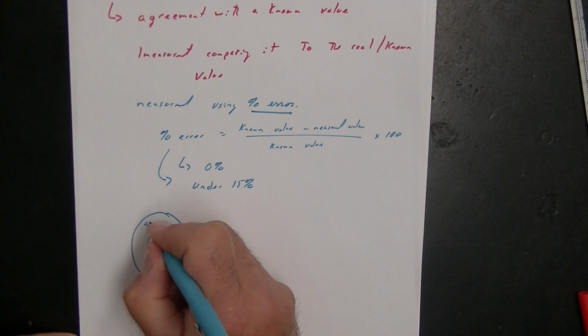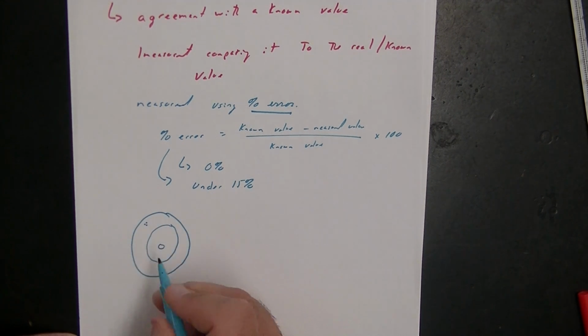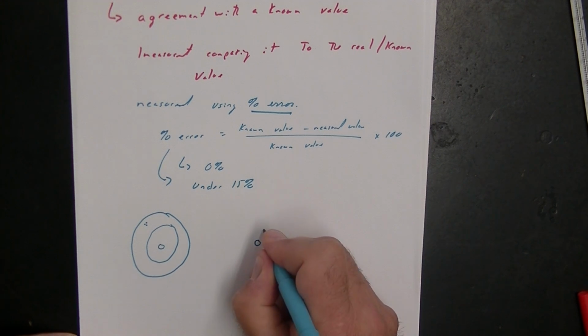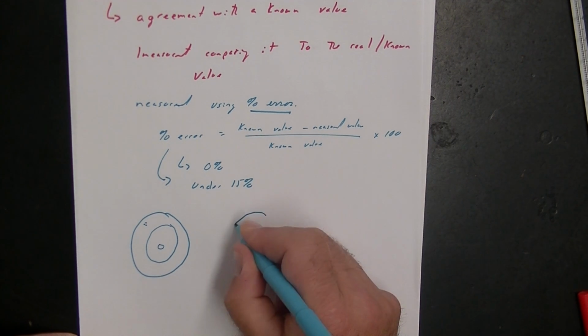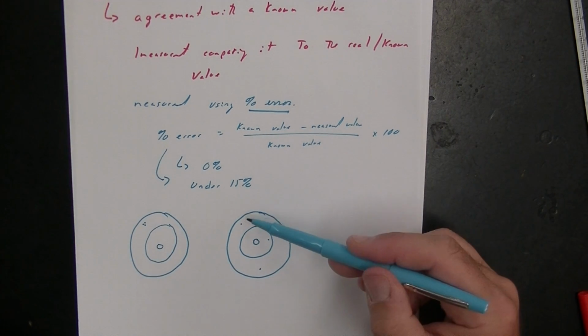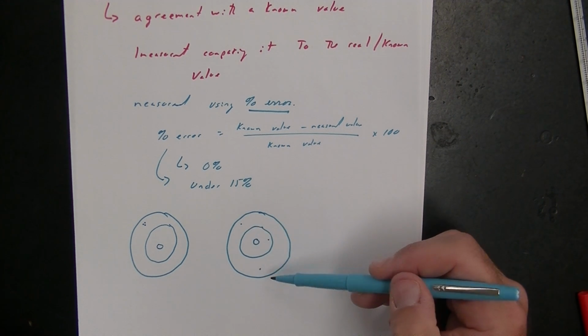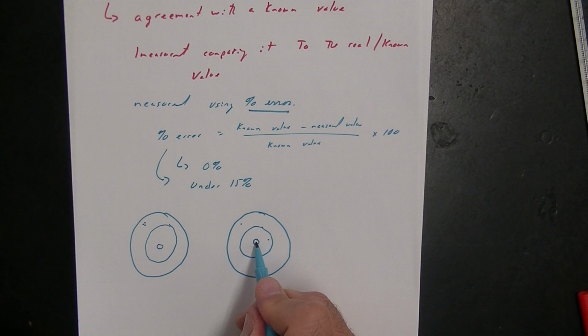Precision is comparing measurements together though. My precision is actually pretty good because all these measurements are agreeing with each other. So in this case, I'm being precise, but not accurate. What if I do something like this? Well, in this case, I'm not being precise because the darts are all over the place, and I'm not being very accurate either because I want a dart here in the middle.